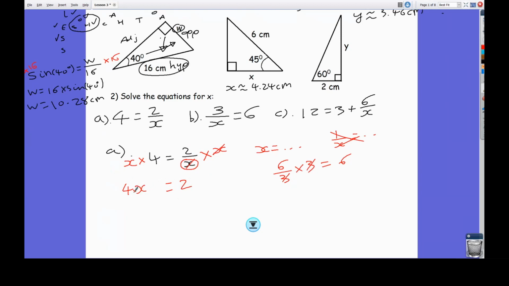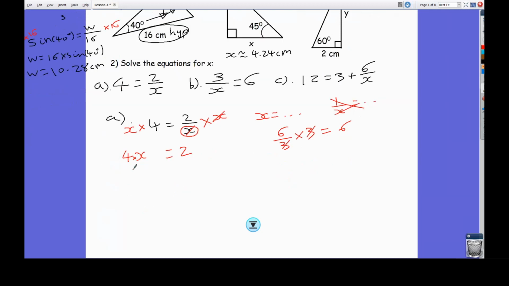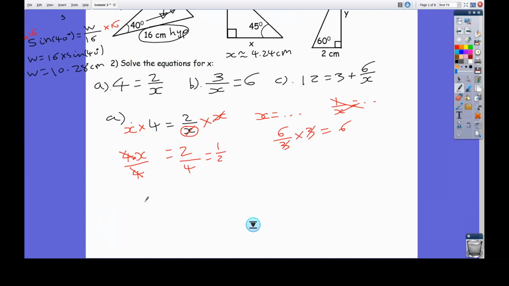So that is 4 times x is equal to 2. And I want to get x on its own. So remembering the opposite of multiply is divide, I can divide both sides by 4. On the left, my 4's are going to cancel out because I've got 4 multiplied by x divided by 4. On the right, I have 2 over 4, which simplifies to 1 over 2. Which gives me a solution of x is equal to a half. For B, so let me just clean this up a little bit.